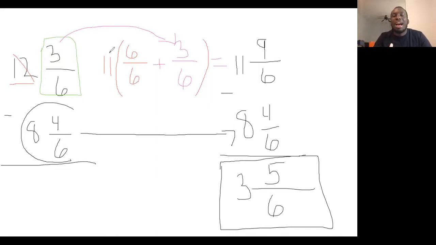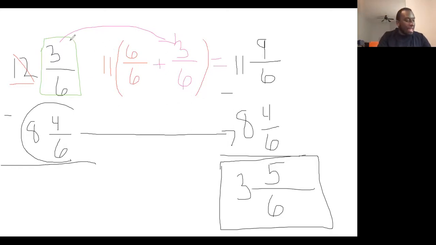And then I still have to think about 12. 11 plus what number gives me 12? 1. When I'm thinking about fractions, I understand that if my numerator and denominator are the same, it's going to equal 1 whole. So that's why I put 6 over 6. So 6 over 6 equals 1. 11 plus 1 equals 12.